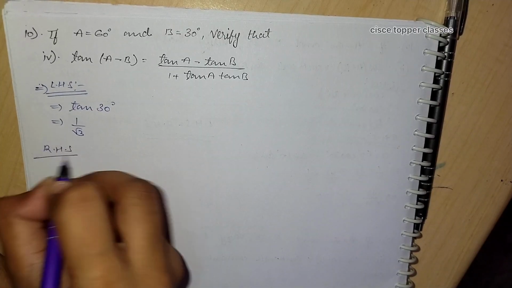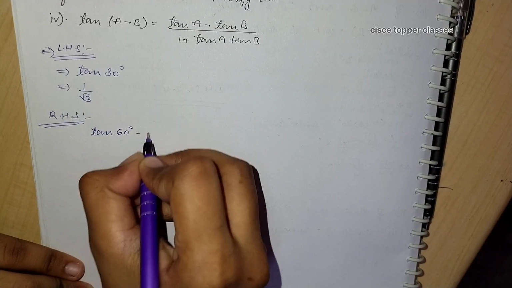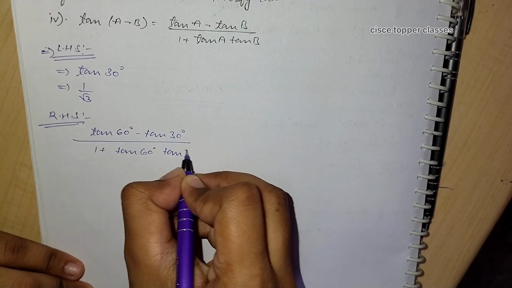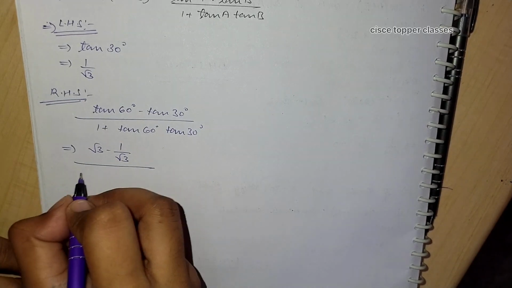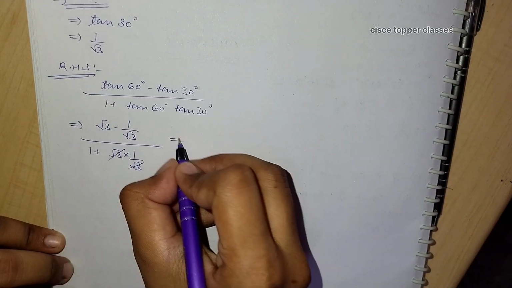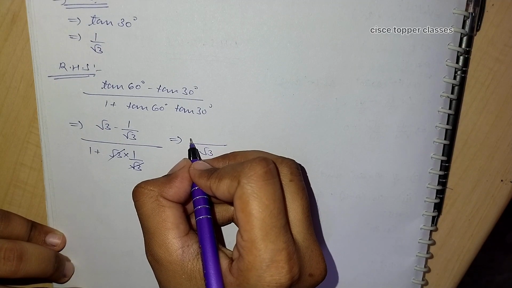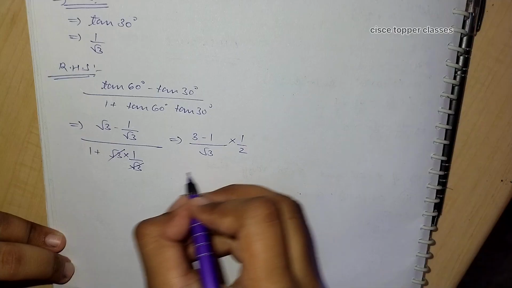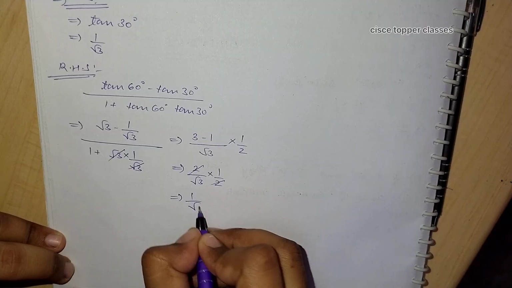And if we take the RHS part here, this will be tan A, meaning tan 60 degrees, minus tan 30 degrees, divided by 1 plus tan 60 degrees and tan 30 degrees. So this we have to verify here. So tan 60 we can write as under root 3, minus 1 by under root 3, divided by 1 plus under root 3 into 1 by under root 3. This will be cancelled out, and on taking LCM we get 3 minus 1 over under root 3, into 1 by 2, because 1 plus 1 will be 2. If we simplify it, this will be 2 by under root 3 into 1 by 2. 2 will be cancelled out, and 1 by under root 3 is the answer here.